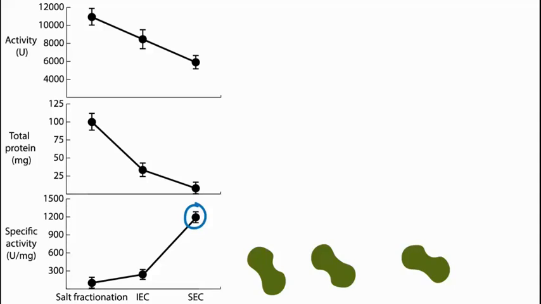So, at the end of the purification process, enzyme activity relative to the total amount of protein is much greater than at the beginning, because at each step, you got rid of protein from your mixture. But you designed your purification to selectively get rid of other proteins more than beta-glucosidase.